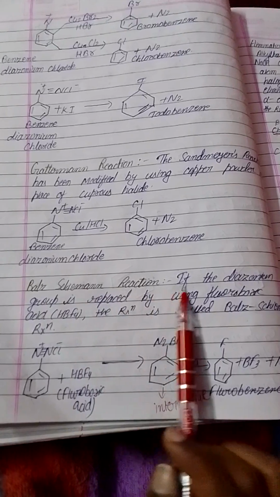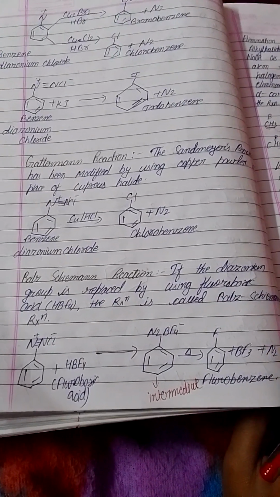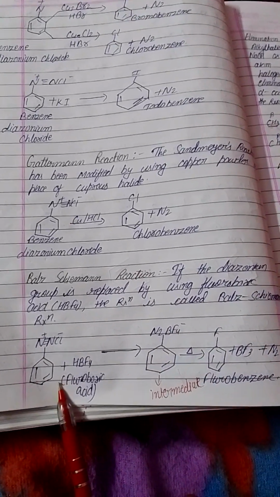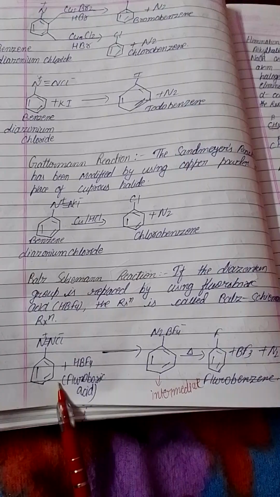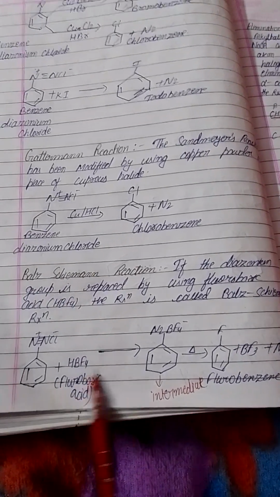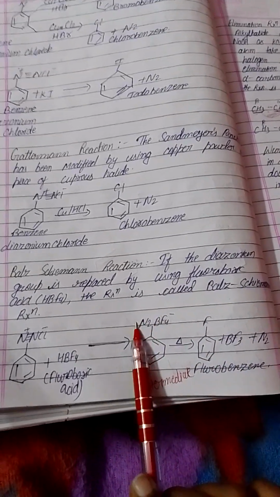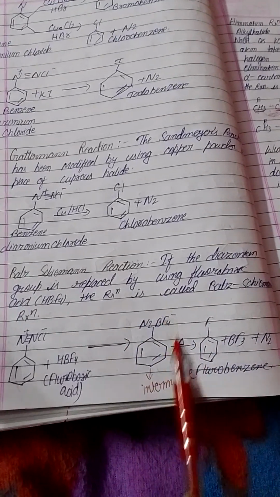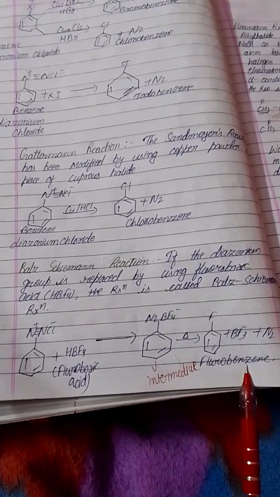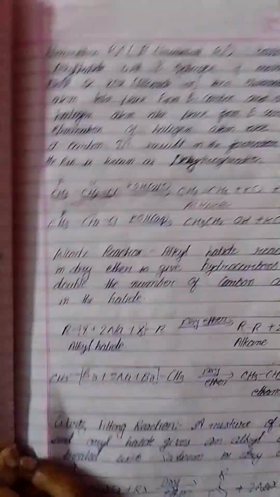Next is the Balz-Schiemann reaction. When the diazonium group is replaced with fluoroboric acid, that is HBF4, this reaction is called the Balz-Schiemann reaction. Here an intermediate is formed, and finally we get fluorobenzene as a product.